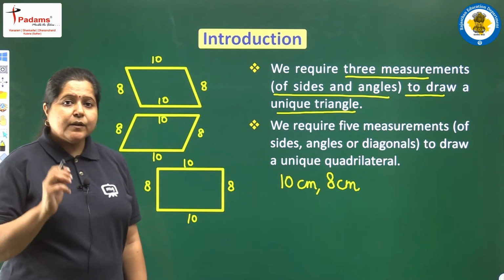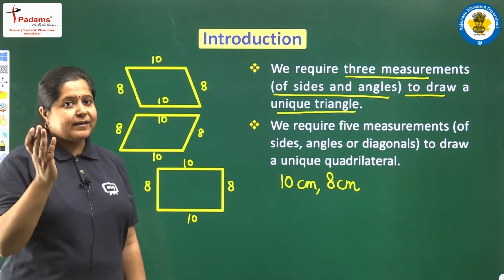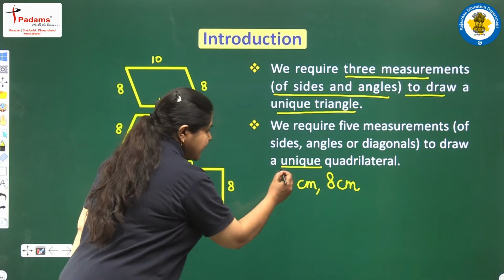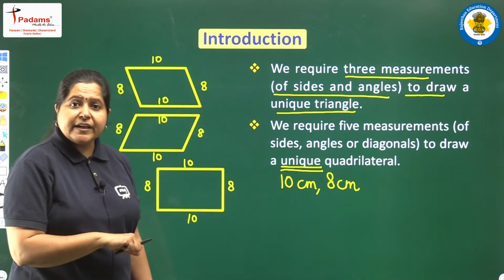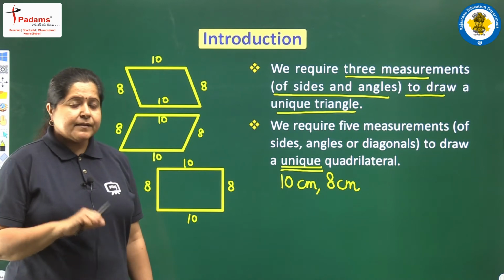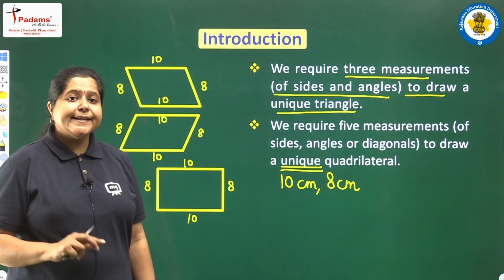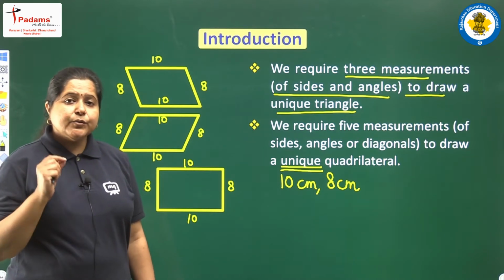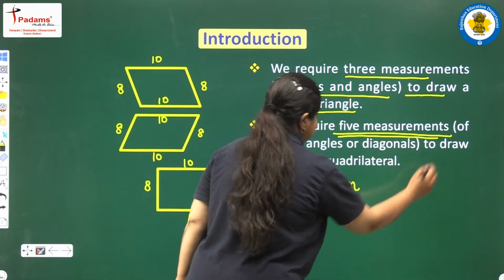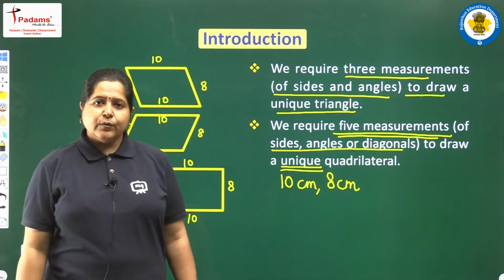By unique we mean only one of its kind. As you all are unique, there is no one else like you. Similarly, we need a quadrilateral which is unique in itself. There should be no other quadrilateral similar to that one, and here we are having 3 quadrilaterals or parallelograms just because we are having only 4 measurements. We need at least 5 measurements to get a unique quadrilateral. You can see we require 5 measurements of sides, angles or diagonals to draw a unique quadrilateral.